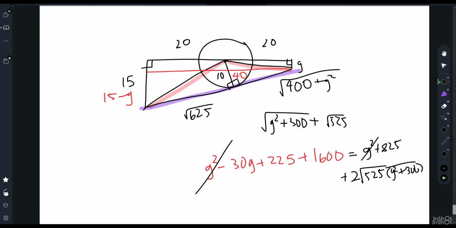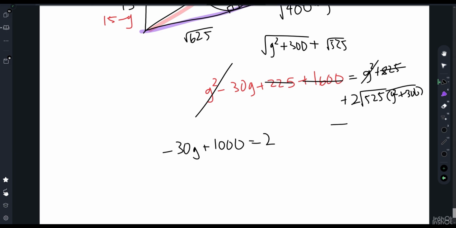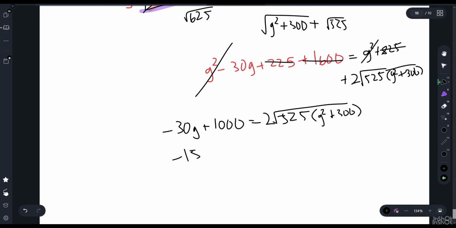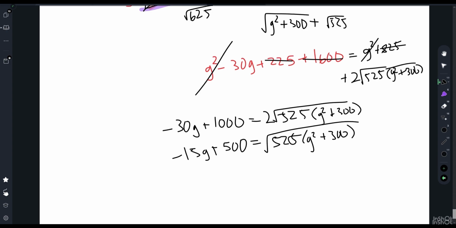We can cross out. This leads us to negative 30g plus 1000 is equal to 2 root 525 times g squared plus 300. So let's divide by 2 on both sides. Negative 15g plus 500 is equal to root of 525 times g squared plus 300. So let's square both sides.